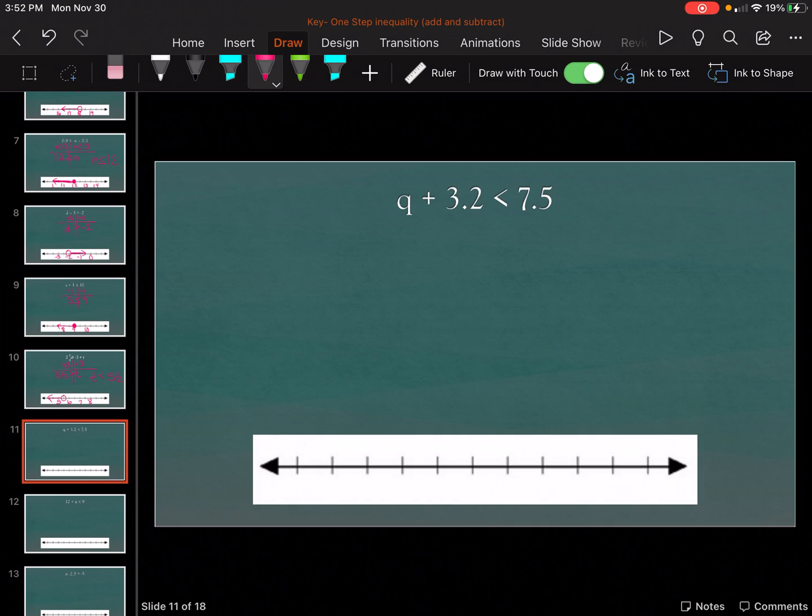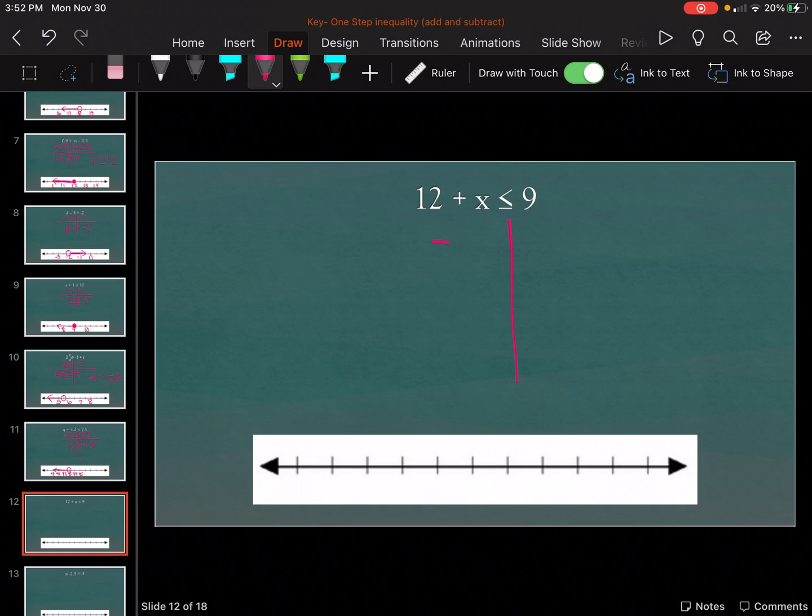Okay. Draw your line, subtract 3.2. We get Q is less than 4.3. So I'm going to do 4, 4.1, 4.2, 4.3, 4.4, 4.5. It's going to be an open circle pointing to the left.